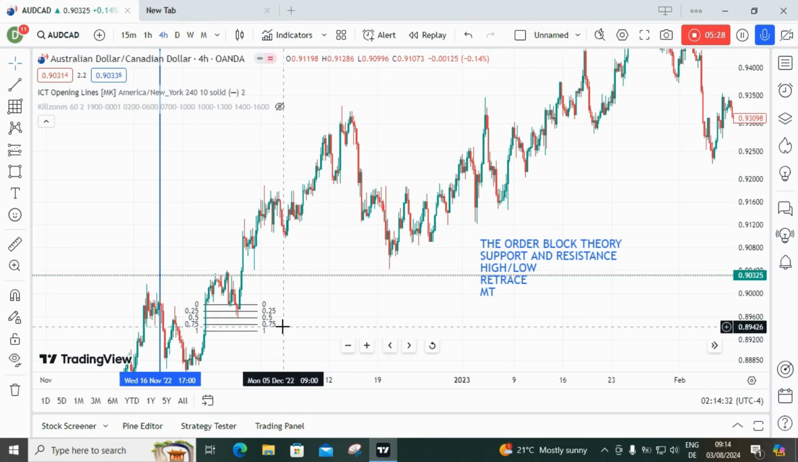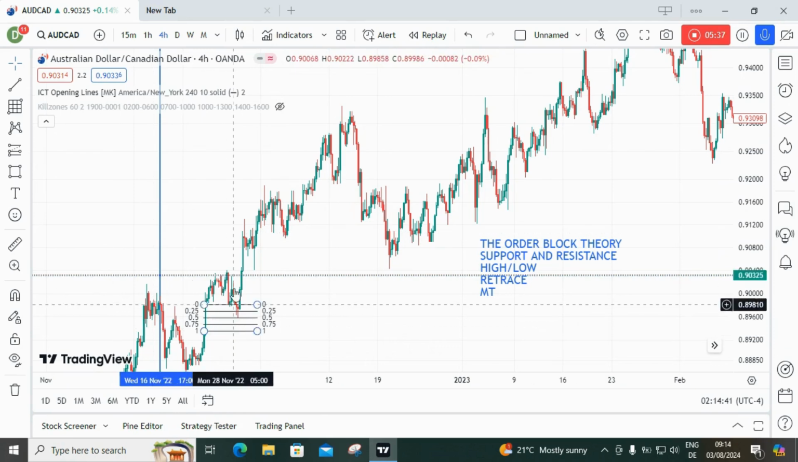What else do we have to check? We really have to see, is it breaking the high of the previous candles? So price moves and breaks the highs of the previous candles. Interesting.